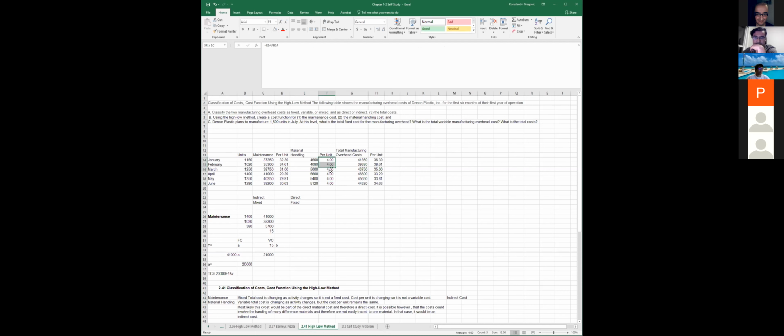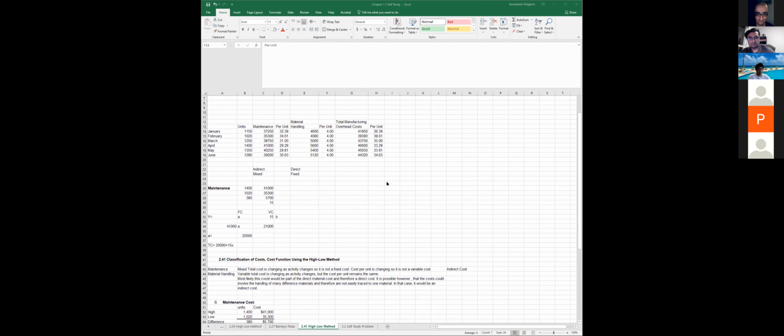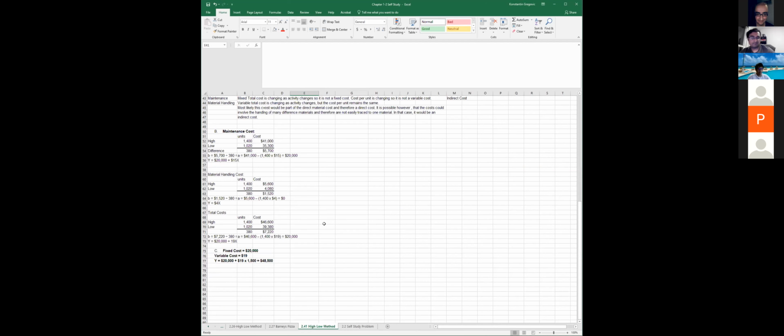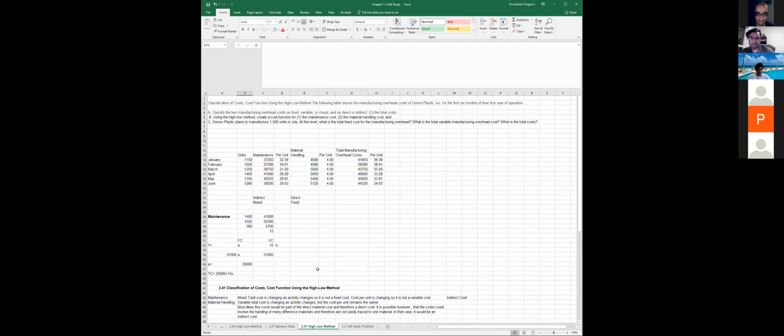And you're able to identify if it is a variable cost per unit by just doing a per unit calculation. And then you do a per unit calculation here, you see how the numbers vary. But that's a dead giveaway. If you're looking for a variable cost, you do a per unit cost. If it stays the same, you know right away it's a variable cost. And another high-low method is available here so you guys can practice.